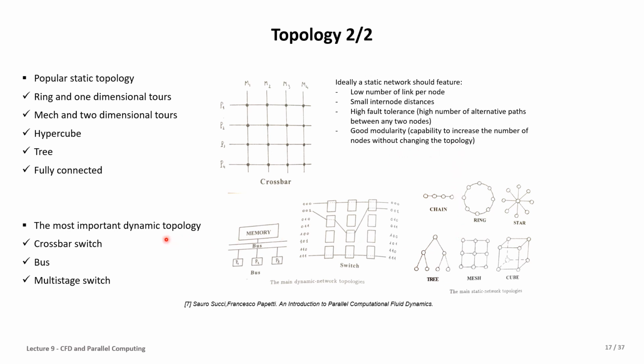Regarding the dynamic topology, the most important networks are crossbar switch, bus, and multi-stage switch. Here we can see an example of the crossbar, how it looks, and then the bus and switch. For a solution with dynamic topology, we need to look at our problem and which of these topologies matches our solution better.